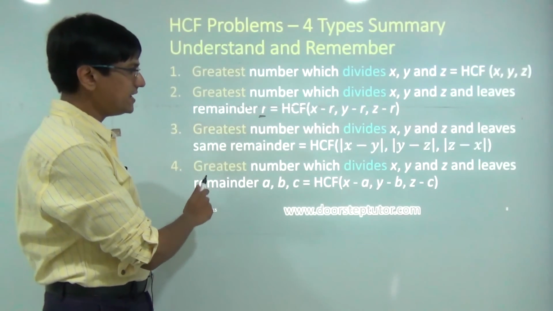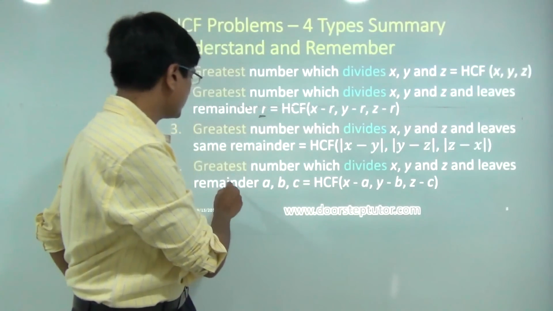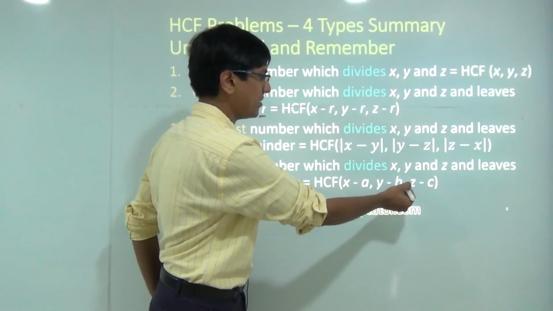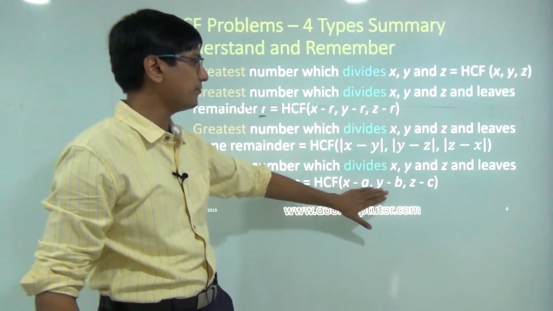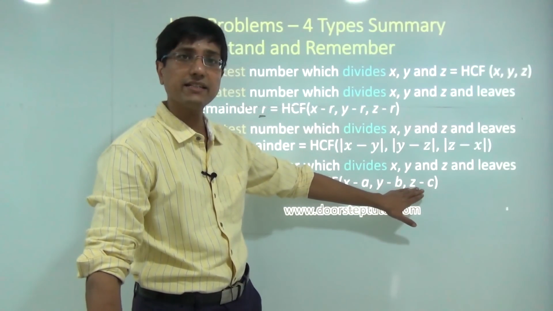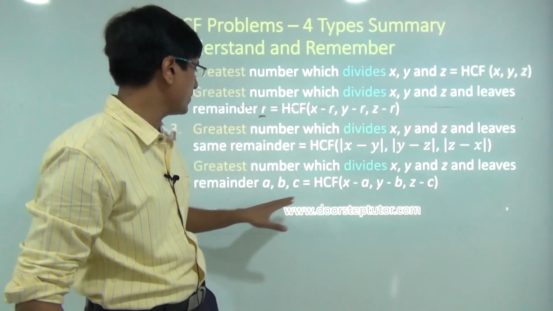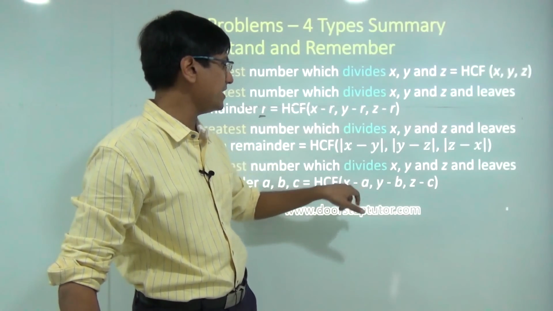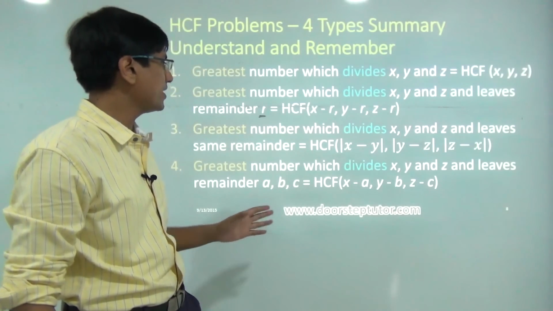And the last thing is the greatest number which divides x, y and z and leaves different remainders a, b and c is nothing but the HCF of x minus a, y minus b and z minus c. The highest common factor of these 3 numbers, x minus a, y minus b and z minus c, would give me a remainder of a, b and c when I divide x, y and z by this HCF. Very simple.